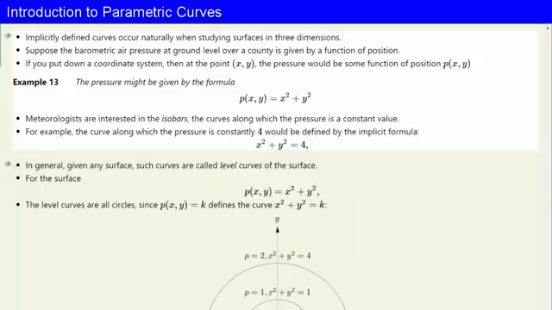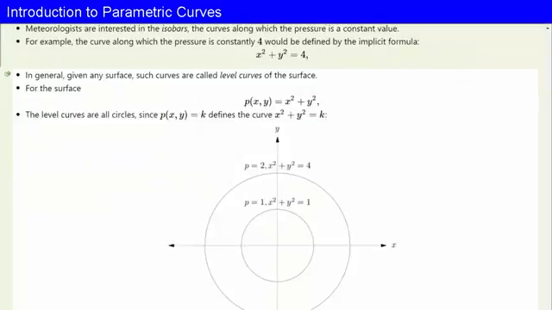Then meteorologists are interested in the isobars, the curves along which the pressure is a constant value. For example, the curve along which our given pressure, p of x, y equals x squared plus y squared, is constantly 4, would be defined by the implicit formula x squared plus y squared equals 4, which is obviously a circle centered on the origin of radius 2.